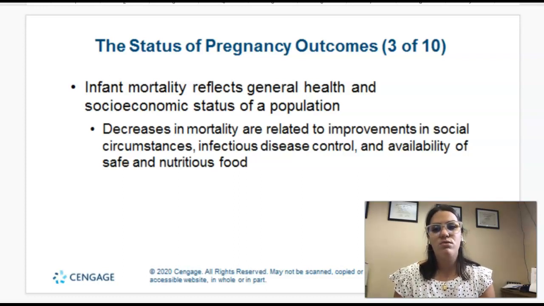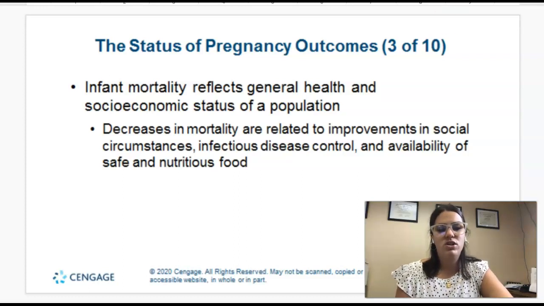So what is available to moms? What types of resources and education are available to moms who are trying to conceive or who are pregnant? So we see that the mortality rate improves or decreases whenever these social concerns are improved, when we do a better job of controlling for infectious diseases, and whenever the availability of safe and nutritious food is higher.